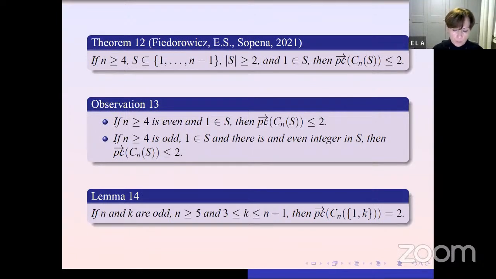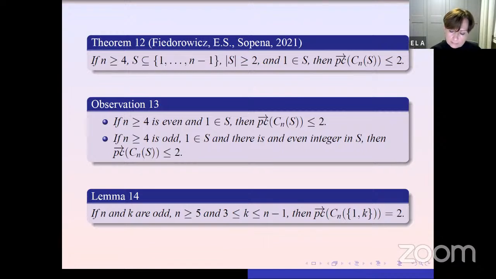We prove the following: that every circular digraph such that the set S contains two integers and it contains one. This means every circular digraph which is Hamiltonian has the proper connection number at most 2. So we have a Hamiltonian circular digraph, and additionally there is one integer in S, so it must contain some holes.